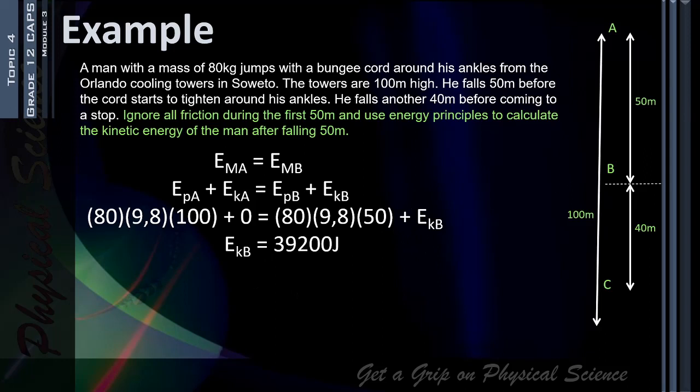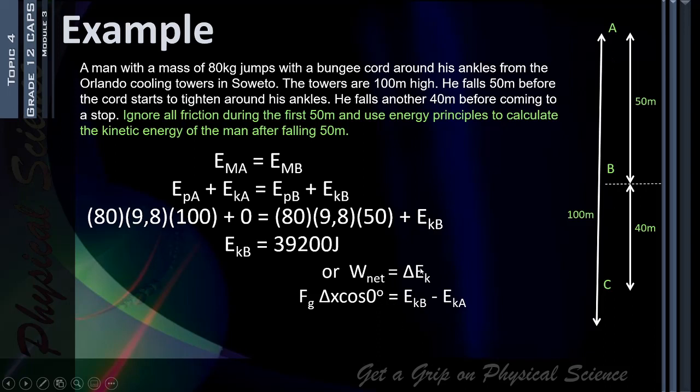So the kinetic energy at position B is 39,200 joule. If you prefer to use the work-energy theorem, then the work is done by gravity. The only force acting on this object while he falls for the first 50 meters is gravity. So the work done is the gravity force multiplied by the displacement of this man from A to B, multiplied by the cos of 0 degrees, because the gravity and displacement are both in the same direction.